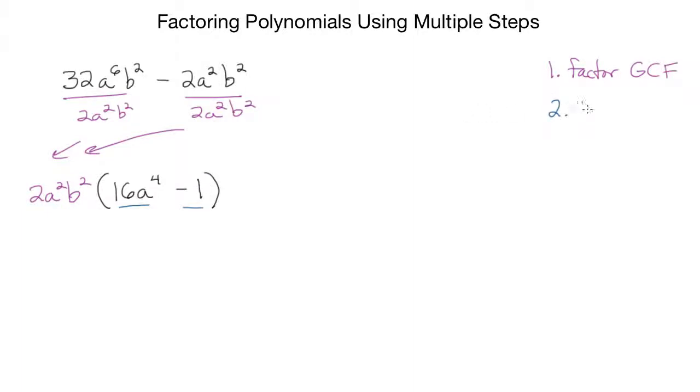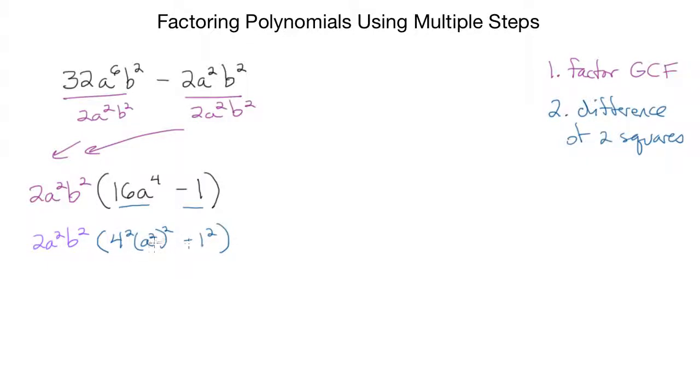So I'm going to go ahead and write that. My second technique, or method I'm going to use, is difference of two squares. And I'm going to rewrite it just so you can see it's two squares. So 16 is 4 squared. A to the 4th is simply a squared to the second power. So there's something squared, minus 1 squared. And we've still got the 2a squared b squared in the front there.